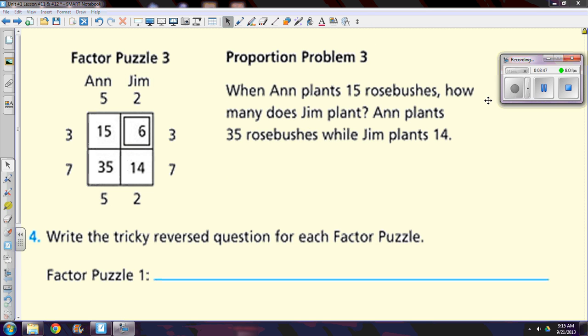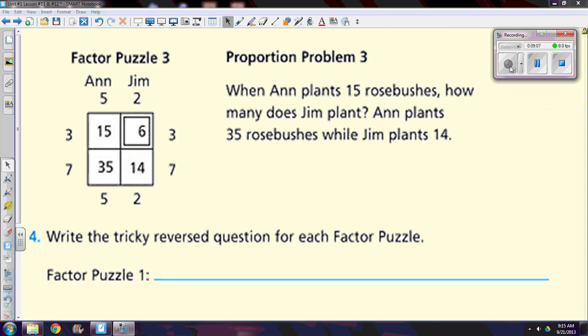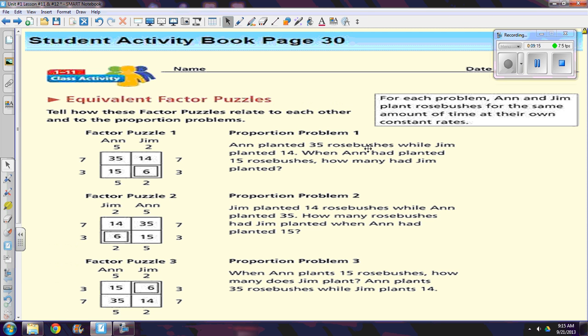So with that all being said and done, number 4 says, write the tricky reverse question for each factor puzzle. All right, so what did they do in factor puzzle 1 that was tricky? They want you to write what they call the reverse question. If you go back to 1 here, Ann planted 35 rose bushes while Jim planted 14. When Ann had planted 15 rose bushes, how many had Jim planted? That's what they're looking at here, looking at this factor puzzle.